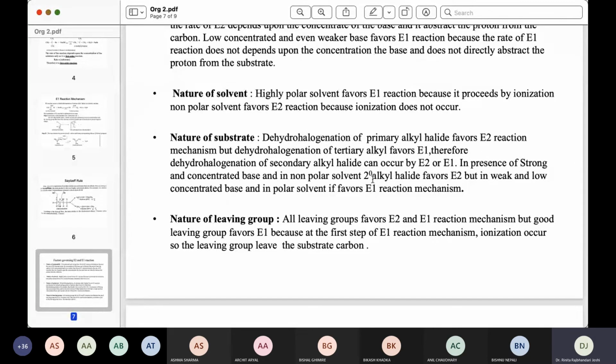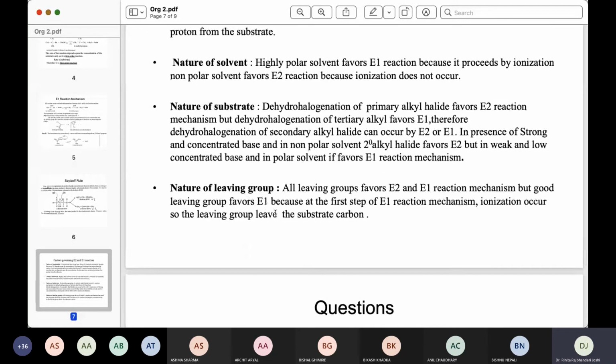कुन बेला E2 मा हुन्छ कुन बेलामा E1 बाट हुन्छ त. ओके, तपाईलाई कुन कसरी गर्नु छ यदि E2 मेकानिजम छ भन्दाखेरि त्यही अनुसारले गर्न पर्यो. It should be in presence of strong and concentrated and in non-polar. यदि E1 mechanism बाट गर्नु छ भन्दाखेरि it is done in presence of the weak and low concentrated base and in polar solvent. Likewise, the nature of the leaving group, of course, त्यसैले elimination, when you say elimination, all leaving groups favors E1 and E2.